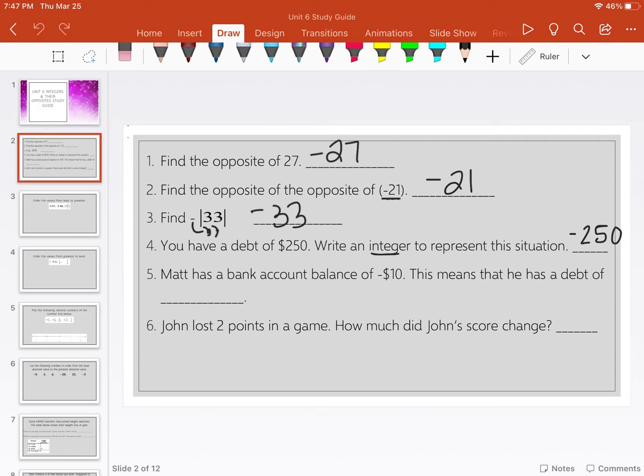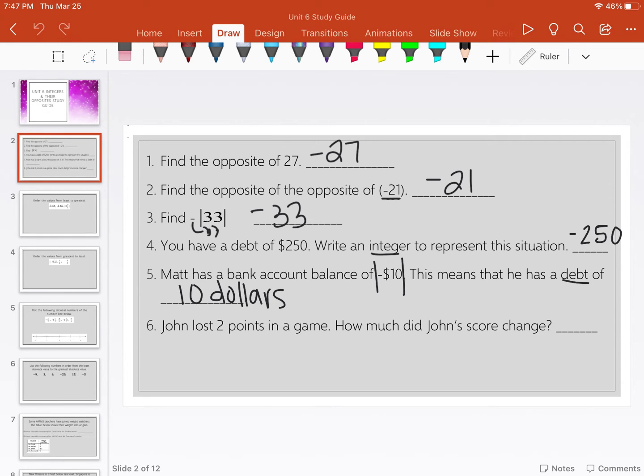The next one says Matt has a bank account with a balance of negative $10. This means that he has a debt of. So we're talking real world here, so we have to take the absolute value of negative 10, which is he has a debt of $10.